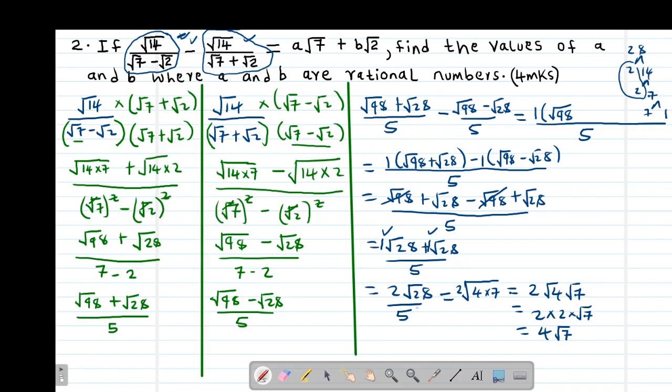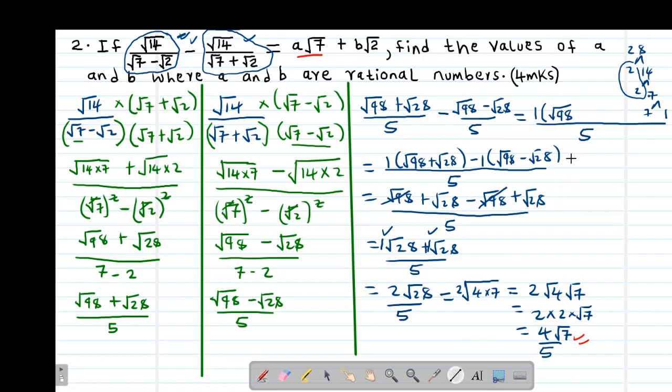But remember the whole thing was divided by 5. So this one should also be divided by 5. So we were told to leave our answer in this particular format here: A root 7, then plus B the root of 2. But from our final answer, you cannot see the root of 2.